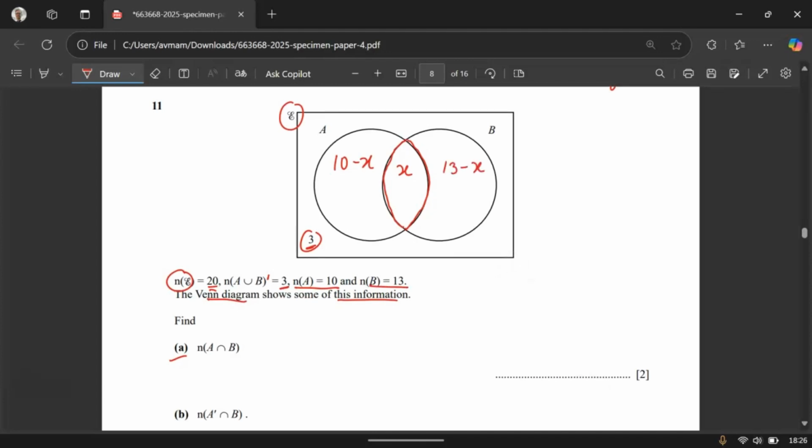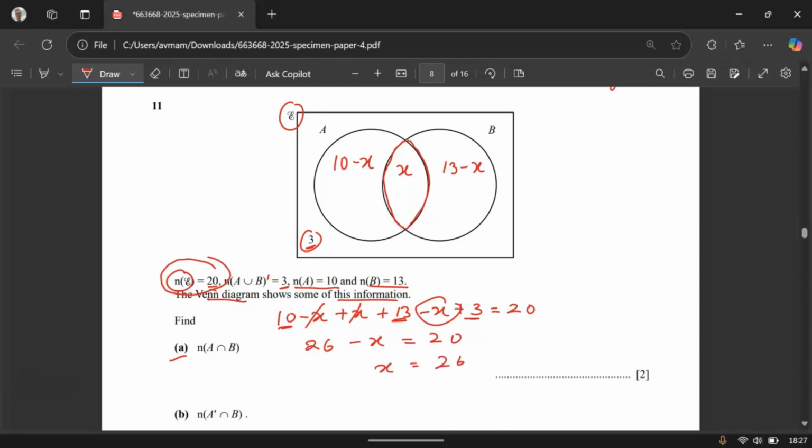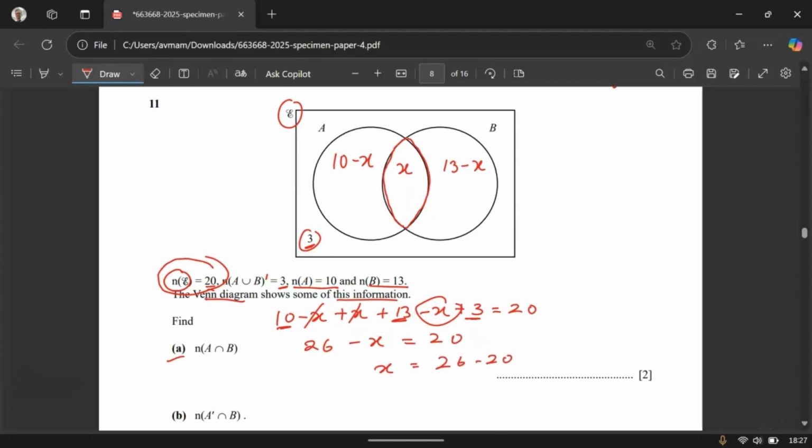And now we can set up an equation. 10 minus x plus 13 minus x plus 3. That should give us the number of elements in the universal set, which is 20. You can tidy this up. 10 plus 13 plus 3 will give you 26. Minus x minus x gives minus 2x. That equals 20. You can solve for x now. 2x equals 26 minus 20, and then the answer is 6.